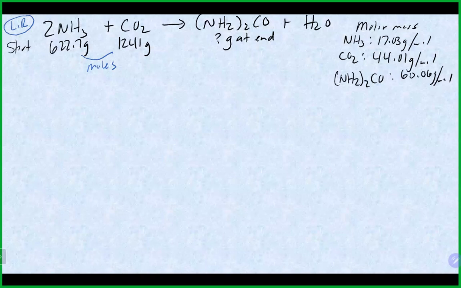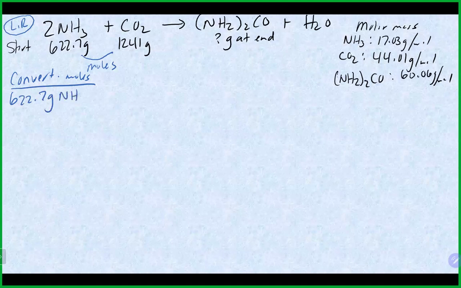So we're just going to follow the same steps really as before. We're going to balance the equation, which it is balanced in this case. We're going to convert to moles. So we're going to take our 622.7 grams of NH3. We're going to use the molar mass of NH3, which is 17.03 grams per mole. By the way, if that was not given to you, you would have to get it from the periodic table.